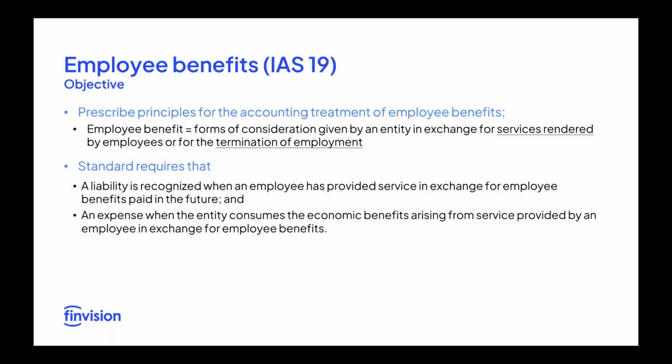First, the objective. IAS 19 has been set to prescribe principles of accounting treatment for employee benefits. What is an employee benefit? Basically, any consideration you give in exchange for services by an employee, or, on top of rendering services, for the termination of the employment. So the standard provides for the recognition of a liability if this is given in exchange for services or benefits to be paid in the future. And the idea is to recognize the expense when the services are provided, so we have an economic representation.